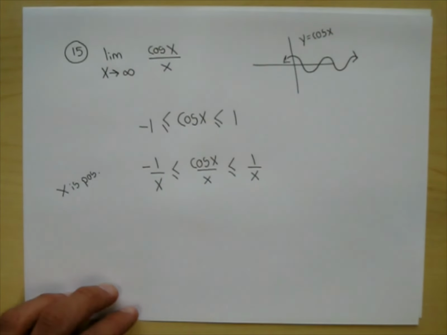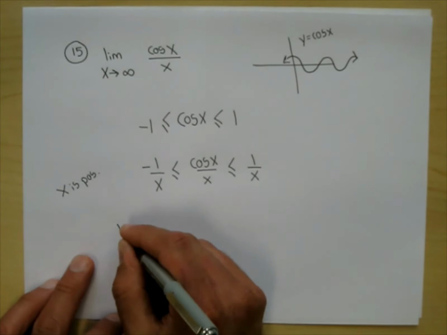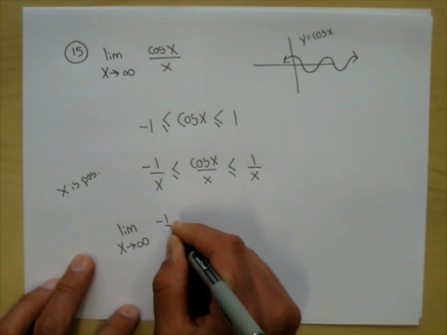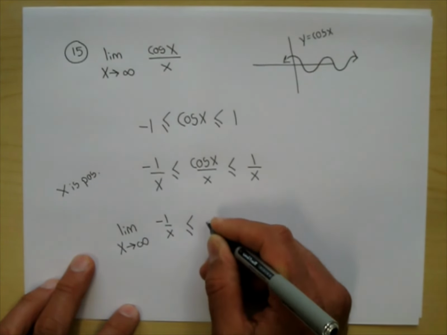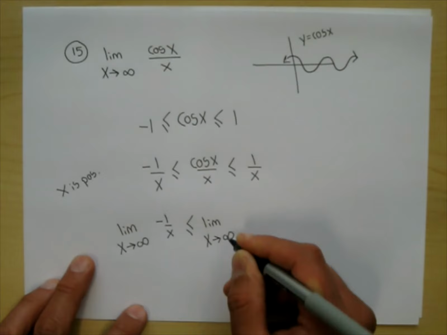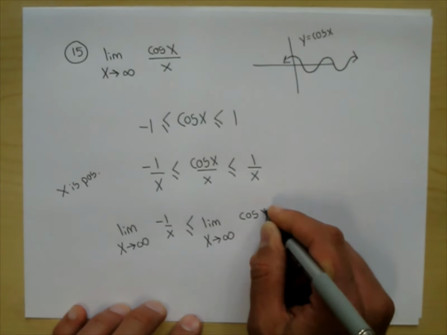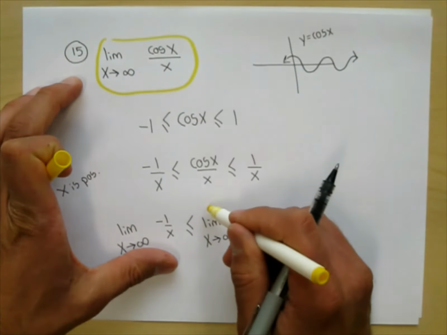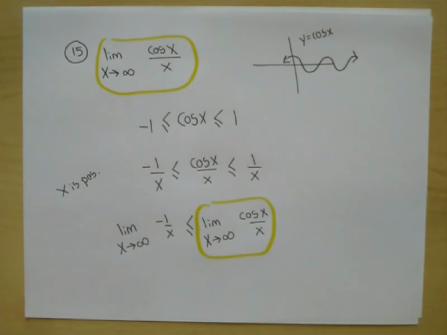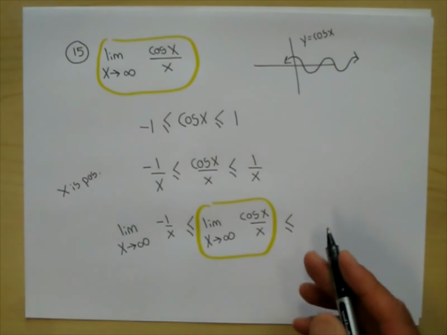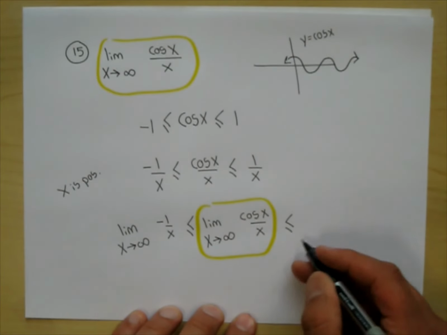Okay, now I'm going to go ahead and zap each part with a limit. Limit as x goes to infinity of negative 1 over x is less than or equal to, here's the meat of the sandwich here, limit as x approaches infinity of cosine x over x. Oh, by the way, that's our original problem. And then is less than or equal to... where am I getting this? I'm just putting a limit in front of this, a limit in front of that, and a limit in front of that. And so this is the squeeze theorem. You're squeezing that yellow thing in between the other two.